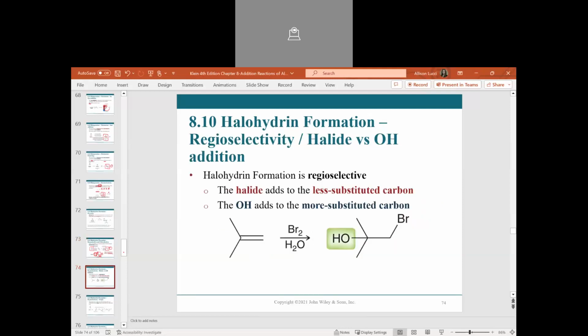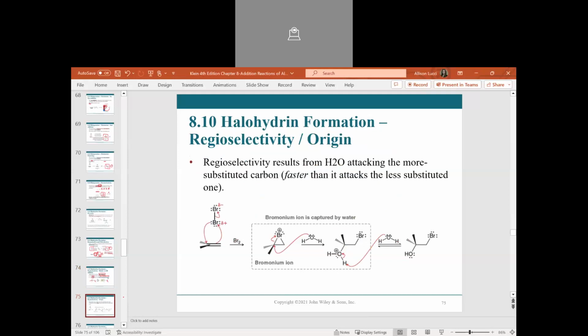Again, we talked about stereoselectivity. Regioselectivity is also a factor here. The halogen tends to add to the less substituted carbon, so over here is where our halogen is added. And then the OH, the hydroxyl portion, adds to the more substituted carbon. So we have stereoselectivity to think about, and regioselectivity as well.